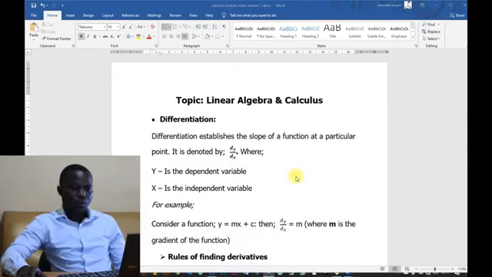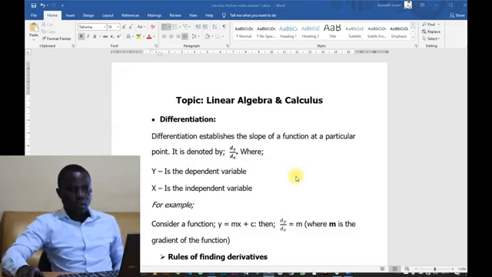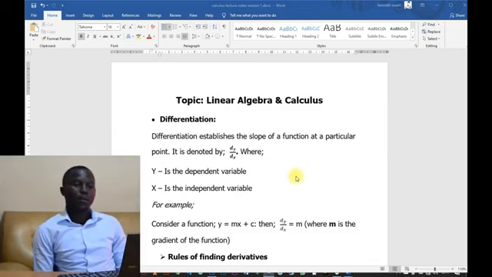Today we are going to look at a topic that is linear algebra and calculus. So we are going to go through the entire topic and see how we can solve questions under this topic.